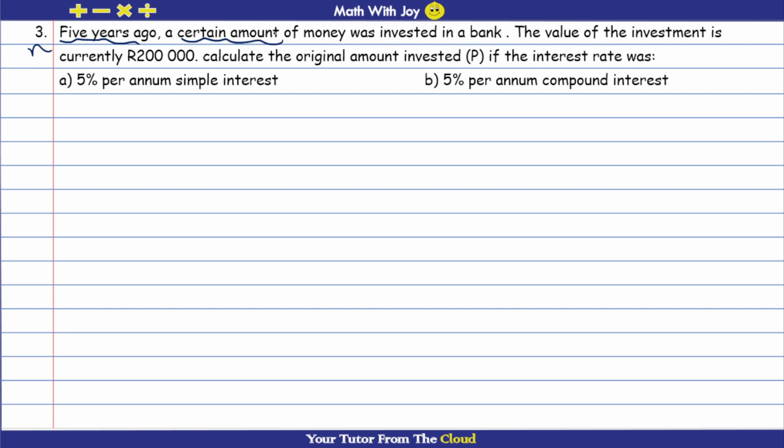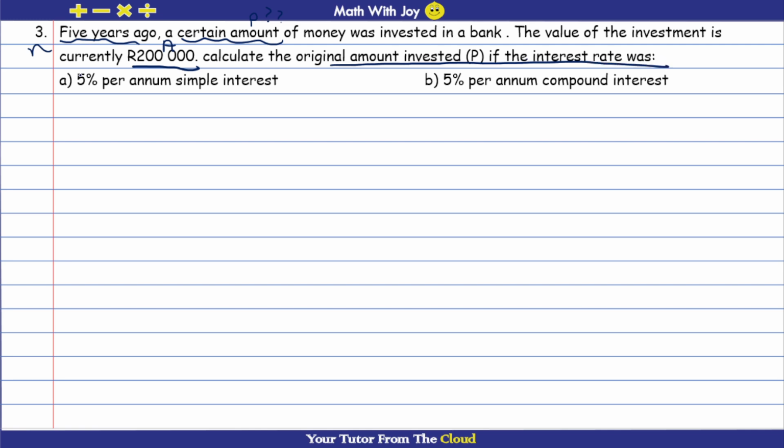So the P that was invested at the time, the money that we started with, we don't know it. A certain amount, it's P, that's something we don't know. We probably have to calculate that. The value of the investment is now the A, 200,000. Calculate the original amount that was invested, the P.